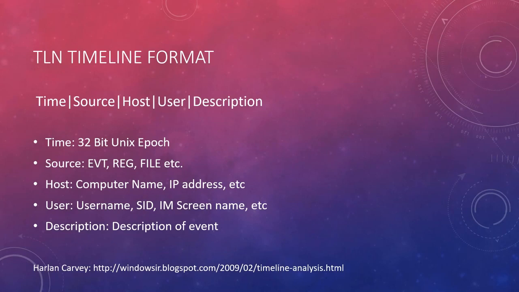And then last but not least, and probably the meat of the entry, is going to be the description. If we're talking about event logs, that's going to be the event ID along with a description of what that event log is, a remote connection, a login, maybe an AV alert. When we talk about the registry, it's going to be the registry key, and in some instances, maybe the registry key and the value, depending on the tool that you use.